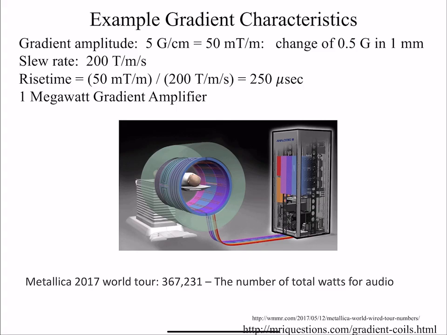And then there's something called slew rate, which is how fast I get to that strength. For example, if I turn on the gradient and I want to get to 5 Gauss per centimeter, there's going to be some rise time, delta T. In this case, if the slew rate was 200 tesla per meter per second, then it would take 250 microseconds to get up to that gradient. So this is where the noise comes in MR systems.